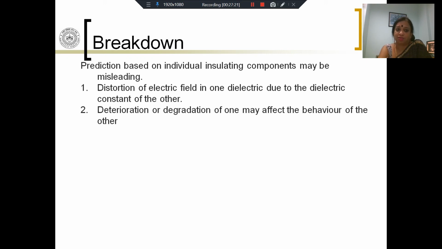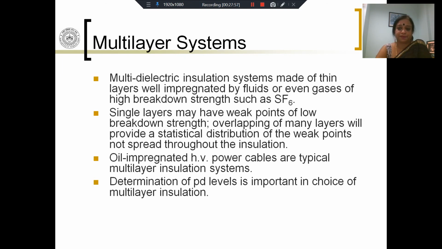mechanism or strength of the composite material based on the individual insulating components, because there might be distortion of electric field in one dielectric due to the dielectric constant of the other. Deterioration or degradation of one may affect the behavior of the other. These are just two examples of why we cannot predict, but as we go along in this course, there are many other factors, and we will learn how insulating systems behave very differently from their constituent insulating materials, and that is something we will discuss later.